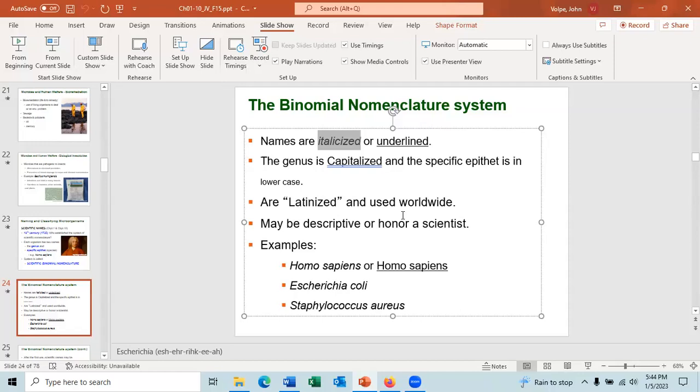Okay, but for example, E. coli, which is actually Escherichia coli. If you use that any place in the world, everybody uses it because that's Latinized and that's its scientific name. The scientific name may be descriptive or it may honor a scientist. Like Homo sapiens is descriptive. Literally, it means wise man that walks on 2 feet or 2 legs, whatever you want to call it.